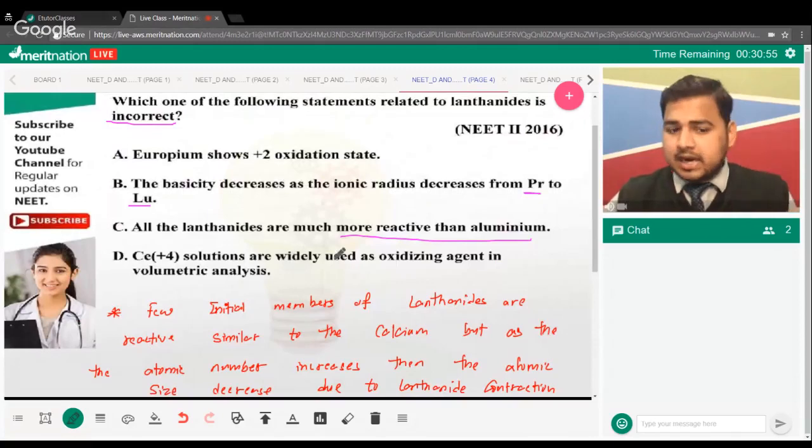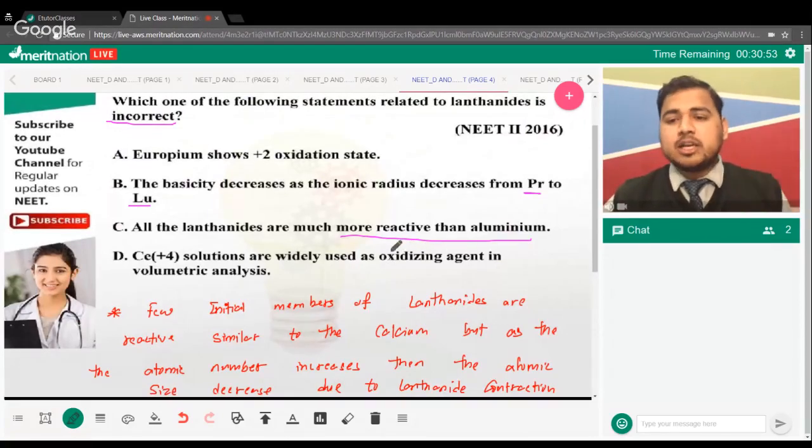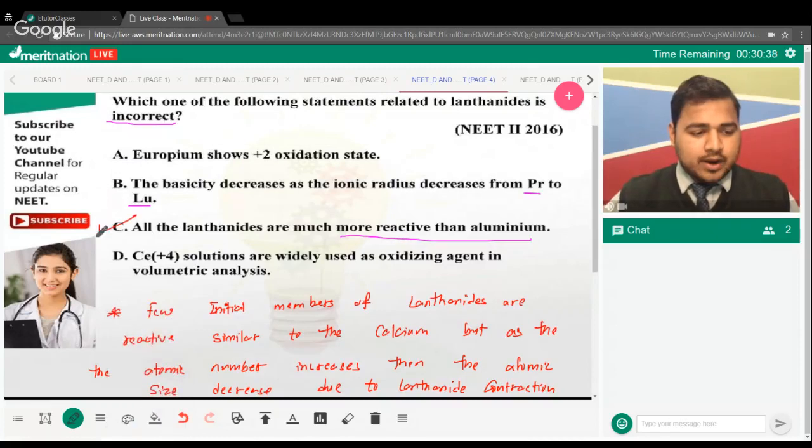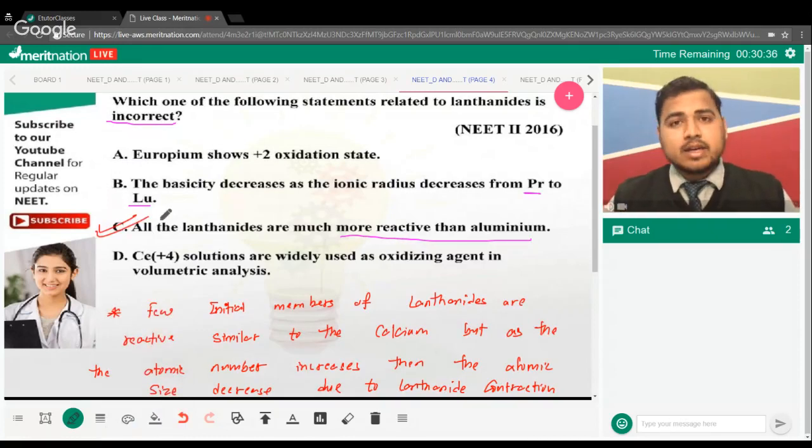So that's why, students, the statement that all the lanthanides are much more reactive than aluminium is not the right statement. This statement is the wrong statement. All the lanthanides are not much more reactive. Only a few initial elements are very much reactive. Yes. Let's have a look. So finally, this is our correct answer.